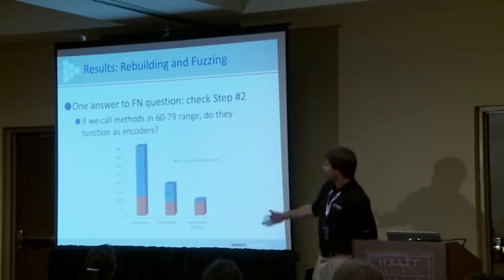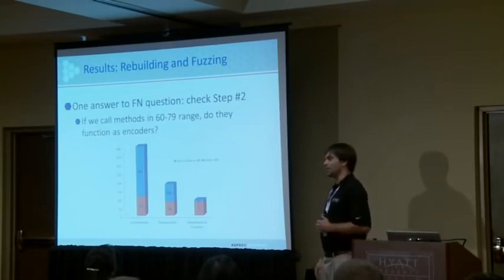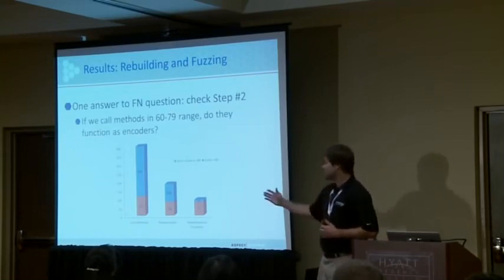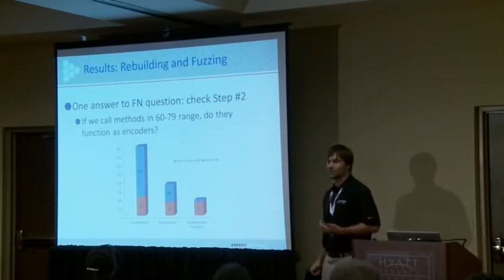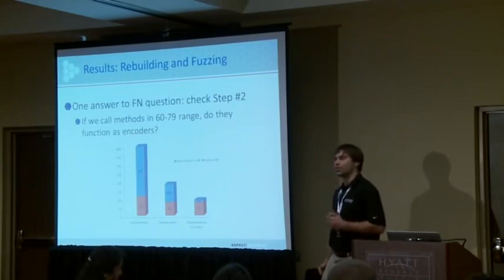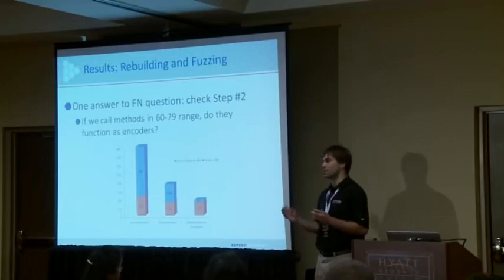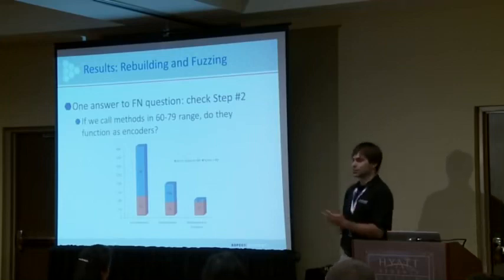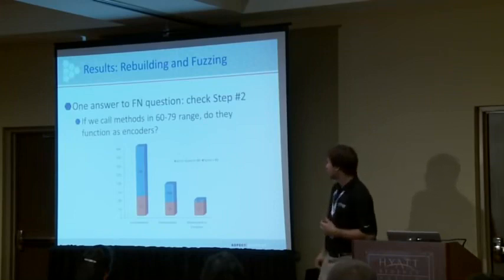So again, that left column is just sort of a reprise of what we saw before. 113 methods scoring at least 80 on the step 1 test. Of those, 78 we were able to rebuild. And of those 78, 77 actually came across as encoders. The one that didn't was an HTML encoder, or an attempted HTML encoder, that only encoded less than and greater than signs and nothing else. So we didn't call it an encoder, but it was at least attempting to encode HTML.